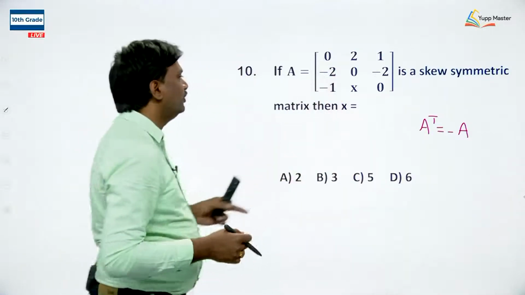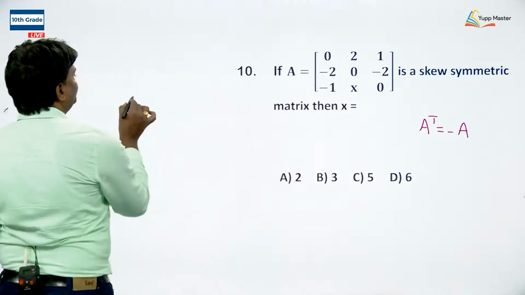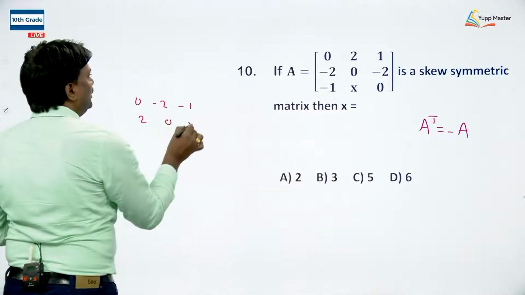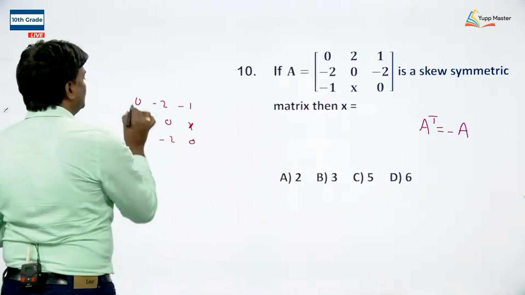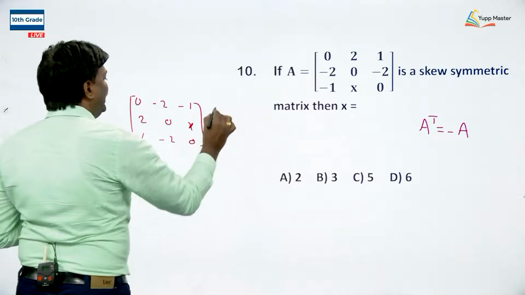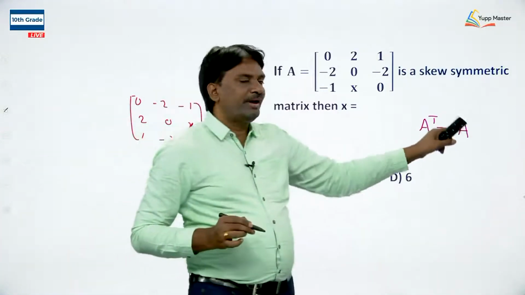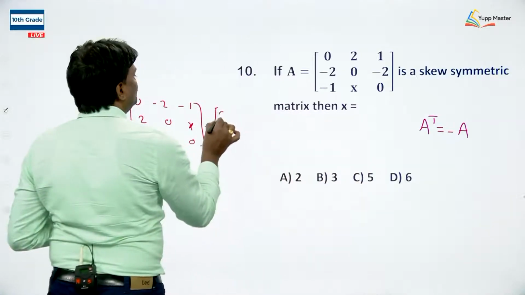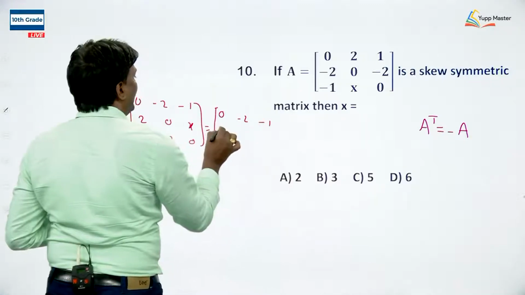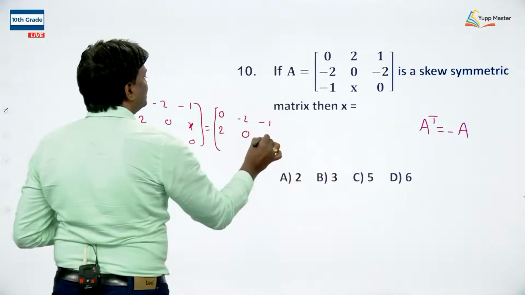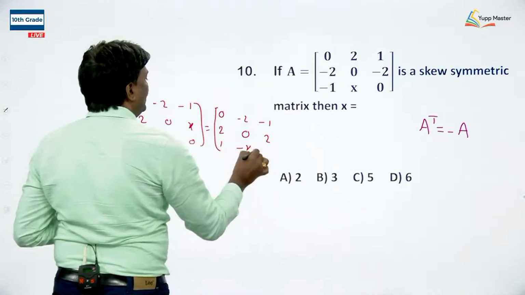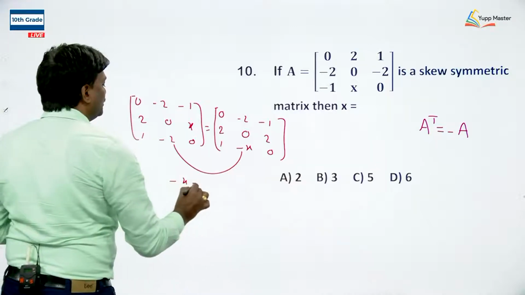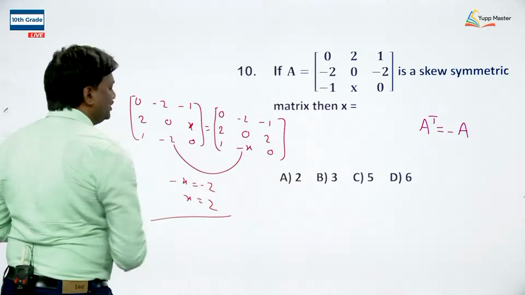So, where A transpose equal to minus A, where A transpose means 0, minus 2, minus 1, 2, 0, x, 1, minus 2, 0 equal to minus A. The formula is minus A, which means we have to multiply each element of A by minus 1. So minus 1 into 0 is 0, minus 2, minus 1, minus of minus is plus 2, 0, minus of minus is plus 2, minus of minus is plus 1, minus x, minus 1 into 0 is 0. By comparing on both sides, we have minus x equal to minus 2, that is x equal to 2.